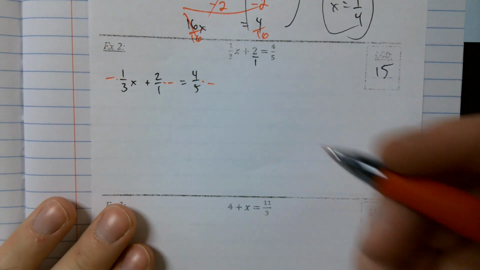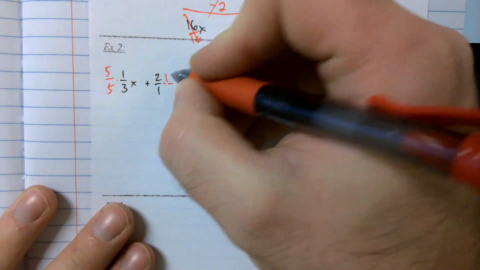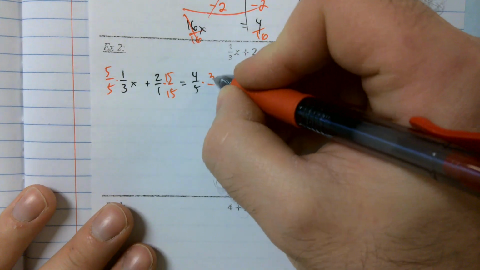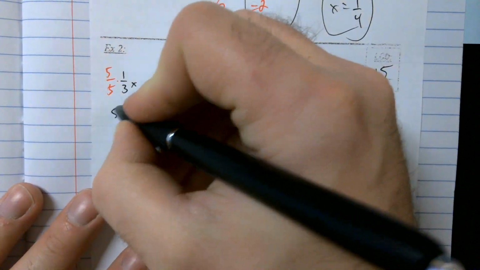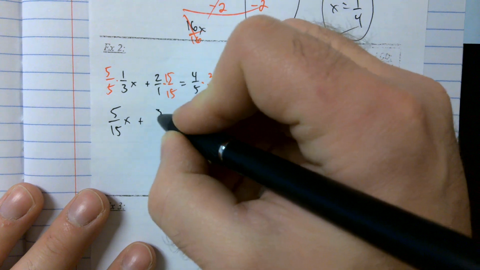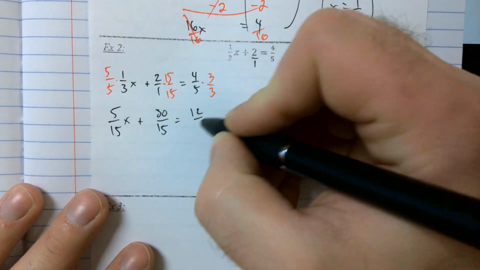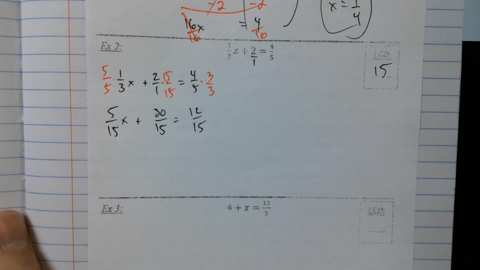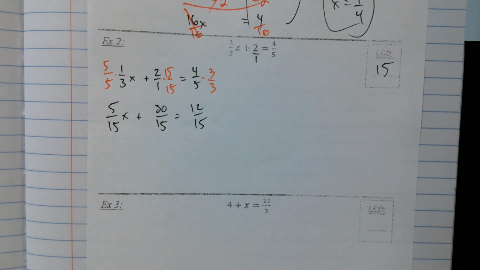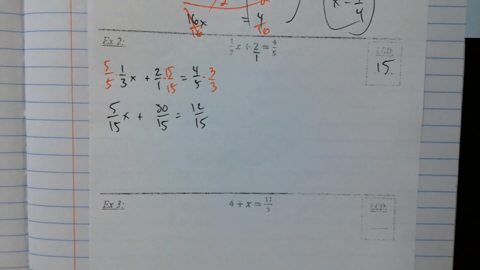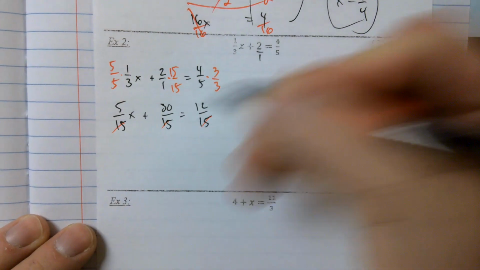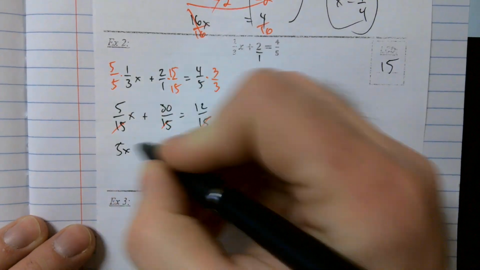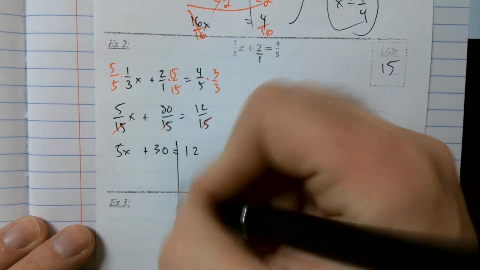What can I multiply 1/3 x by? 5 over 5. How about 2 over 1? 15 over 15. Nice. And 4 over 5? 3 over 3. Perfect. Now I got 5/15 x plus 30/15 equals 12/15. Now that I see I've got 15, 15, 15, what do I do with those denominators? Cross out the 15s. And I'm left with 5x plus 30 equals 12.